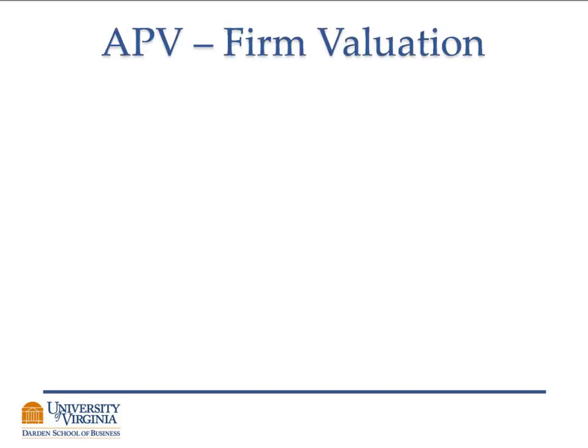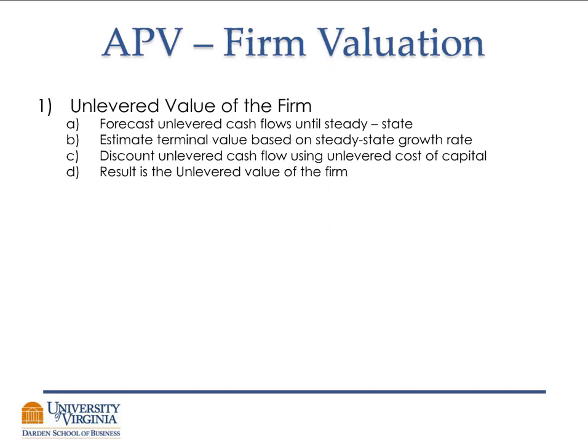For valuing firms, the approach is similar to the weighted average cost of capital approach, but we value two parts: the value of the firm if it were unlevered, plus the value of the tax shields for the forecasted amount of debt. To get the unlevered value of the firm, we forecast the unlevered cash flows out until steady state, estimate the terminal value based on steady state growth rate, discount the unlevered flows using the unlevered cost of capital. The result is the unlevered value of the firm.